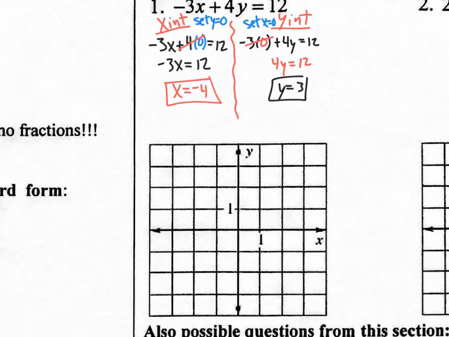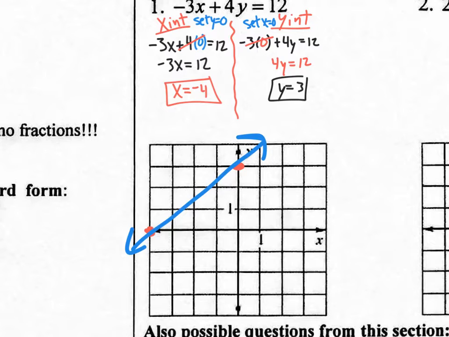So the x-intercept is negative 4. That means that on the x-axis, it's going to cross at negative 4. So we're going to put a dot right there. And the other one is y equals 3. So it's going to cross the y at positive 3. You're going to put a dot right there. Now, you already know that through 2 points exists a line. So all you have to do is draw your line right through those 2 points.